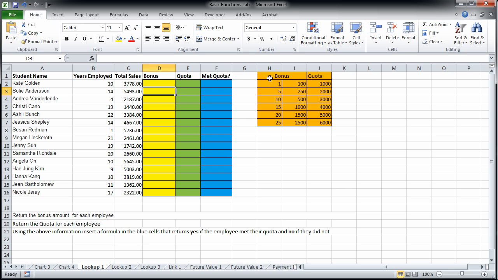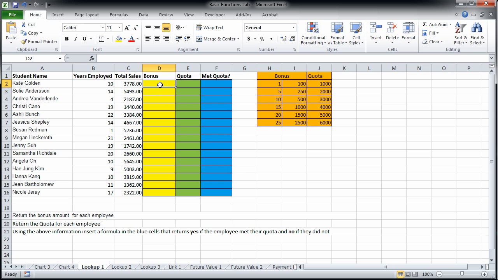What we're going to do is we've got this table over here, and we want to look up a value in the table based on the number of years the employee was employed. Now, where might you use this in business? Well, this could be the number of dependents, and we want to return a tax rate based on the number of dependents that a person has. So there's where we might use it.